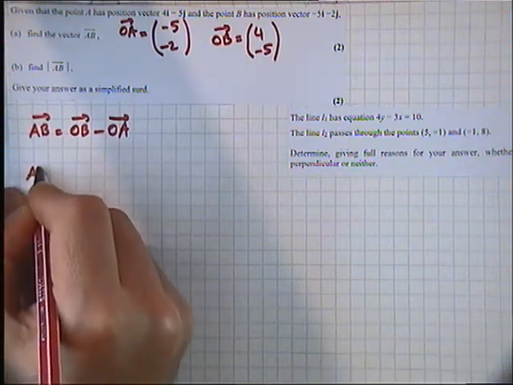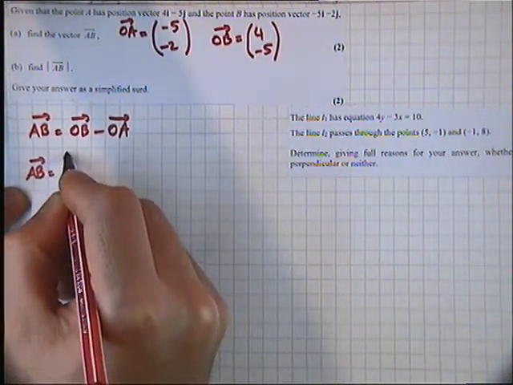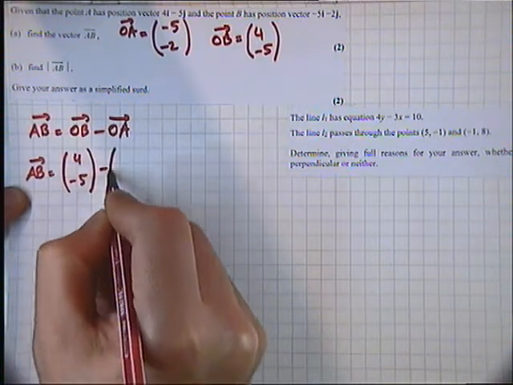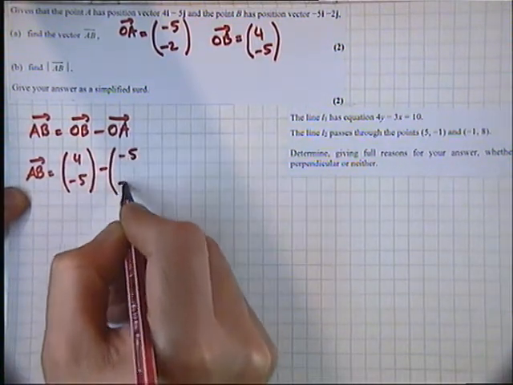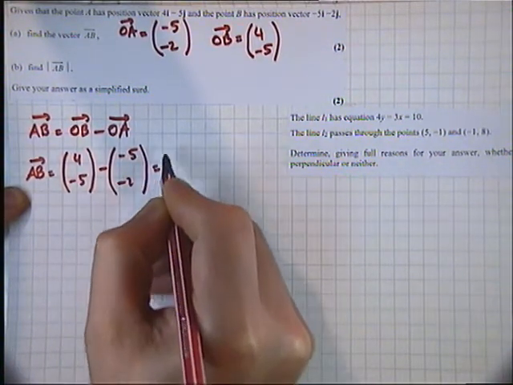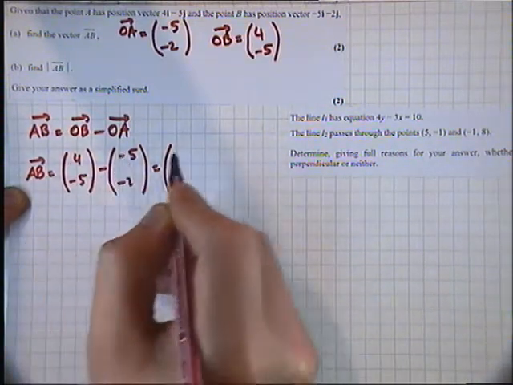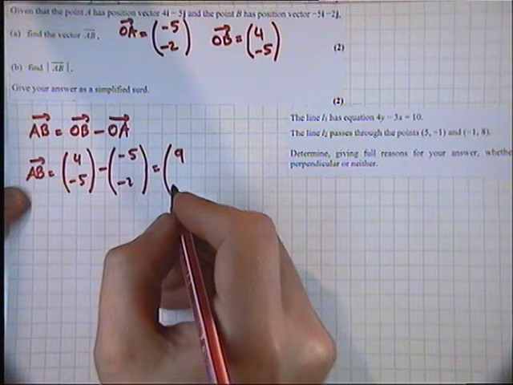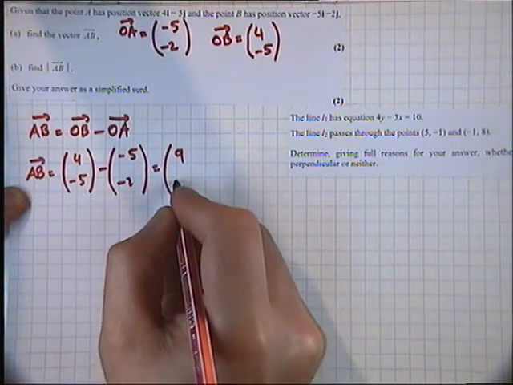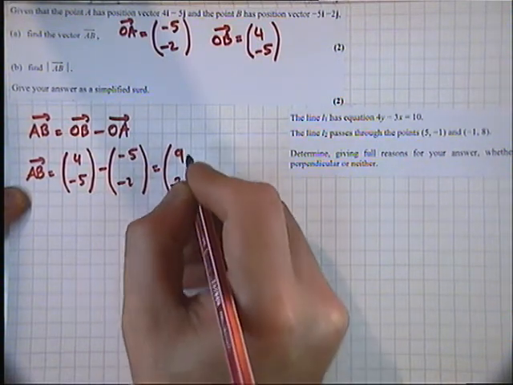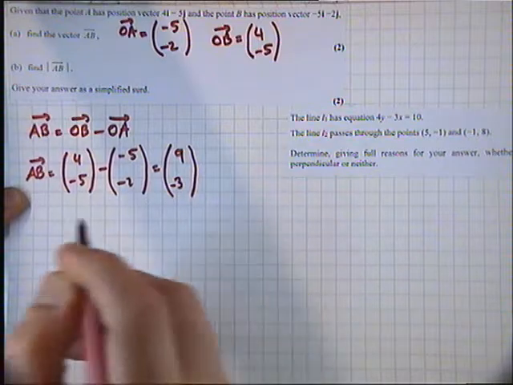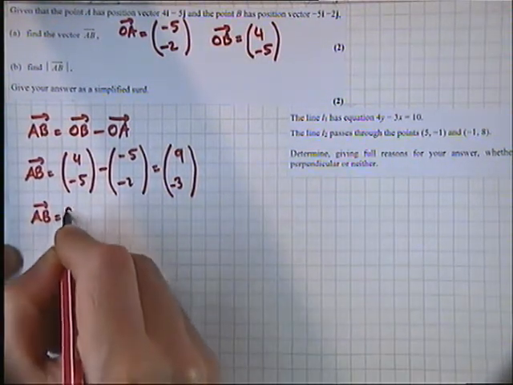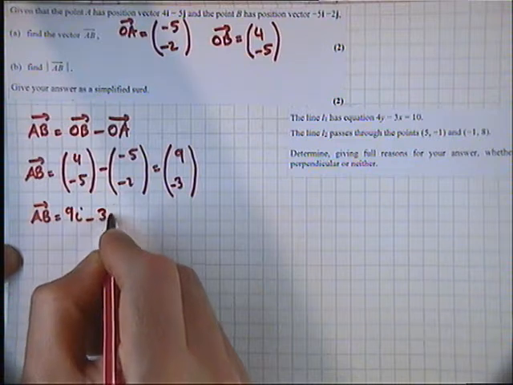Therefore, AB is equal to 4 minus 5 minus 5 minus 2, which is equal to 4 minus minus 5, which is 9, minus 5 minus minus 2, which is minus 5 plus 2, which is minus 3. So therefore, AB could be written as 9i minus 3j.